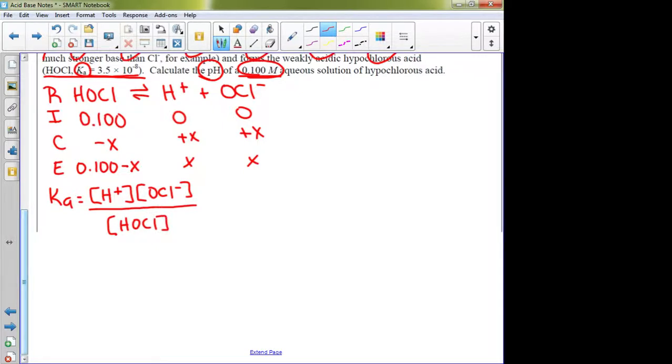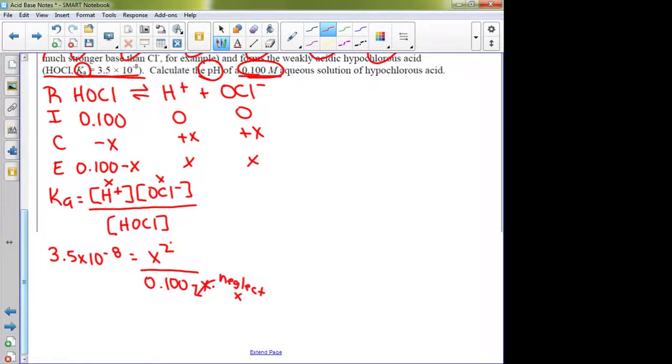So now I fill in. Do I know my value for Ka? Yes, 3.5. It's equal to x times x, which is x squared, over 0.100 minus x. I notice I have a square on top and x by itself on the bottom, so I'm going to neglect x.